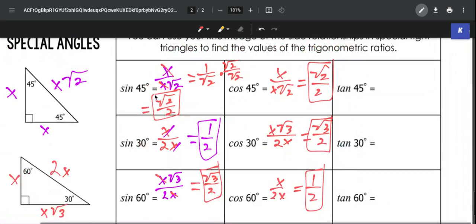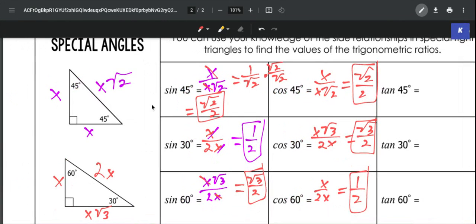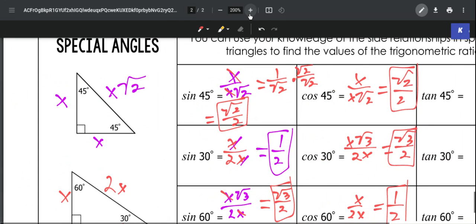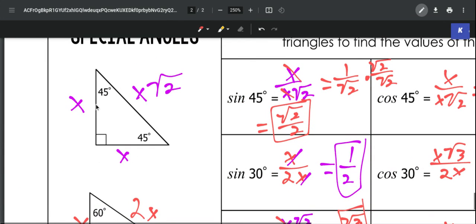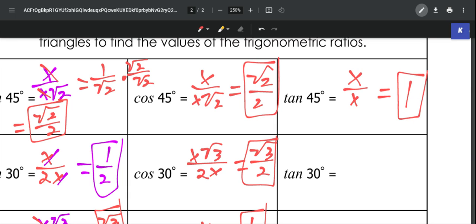All right, and then last we've got tangent. So if we had tangent of 45 degrees, it doesn't matter which 45-degree angle we look at. Pretty much we're saying one of our legs over the other leg, and both of our legs are x. So that's just saying x over x, and anything divided by itself is just 1. So tangent of 45 degrees is always 1. So any time you're on the ACT or anything like that, and you see tangent 45 degrees, you can already say that that's 1.